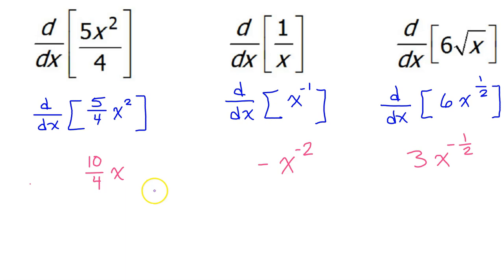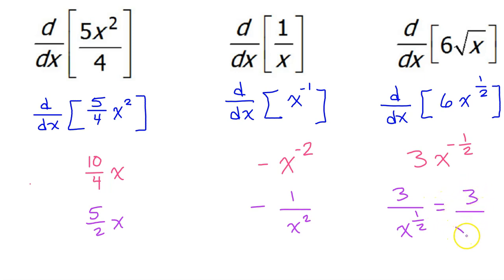However, half of the AP exam is multiple choice, so I need you to get comfortable with recognizing answers in different forms. Obviously, 10/4x is the same as 5/2 x. X to the negative 2 power can be written as 1/x squared. Similarly, 3x to the negative 1/2 power can be written either as 3/x to the positive 1/2 power, or you could write 3 over the square root of x.